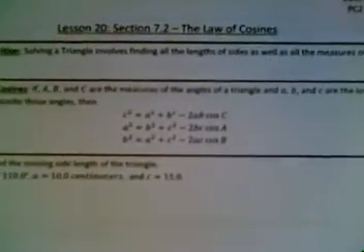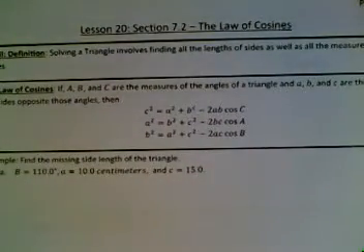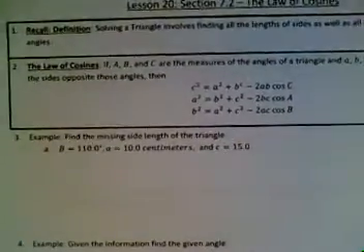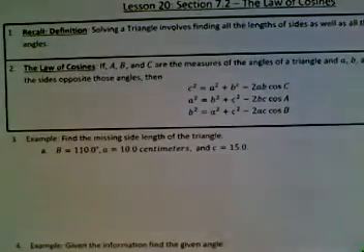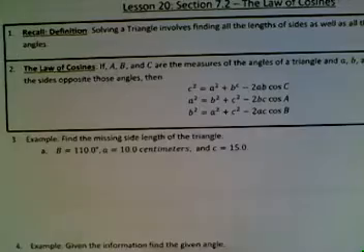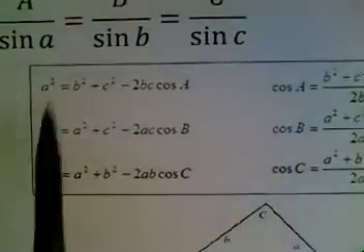Lesson 20, section 7.2, we're looking at the law of cosines. In the last section, we talked about solving triangles, and again, remember solving triangles is solving for all the sides and all the angles. Now we're going to use a new law. Before we had the law of sines, and if you recall, that was specifically this right here. On the front of your notes, you now also have the law of cosines.